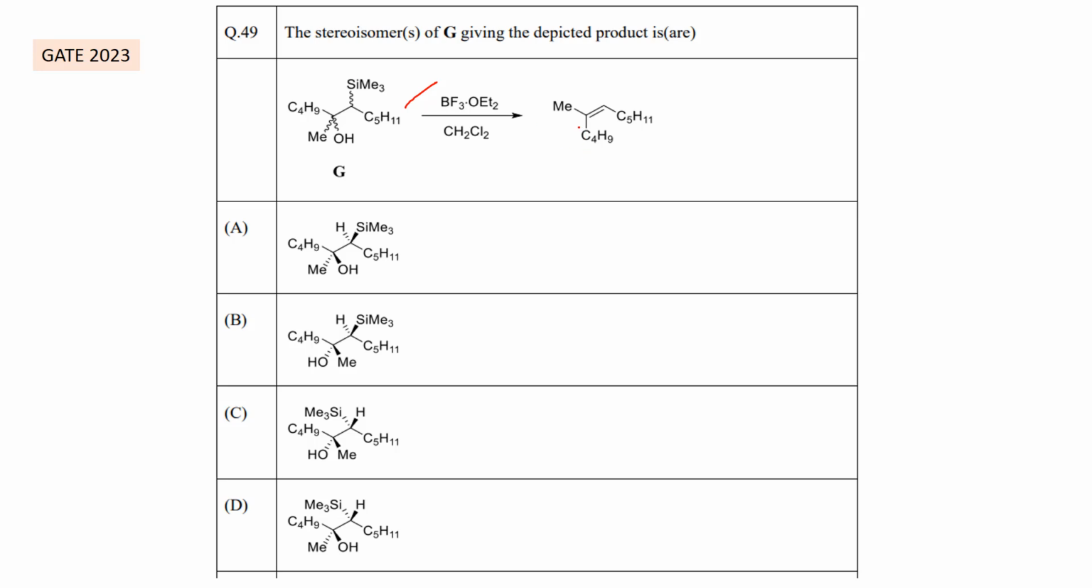So the product is seen, but the substrate is anti. Okay, so that means this bond has been rotated. This bond has been rotated. You can understand that these bulky groups are anti to each other, but here it is seen. So during the course of the reaction, these bonds have been rotated.